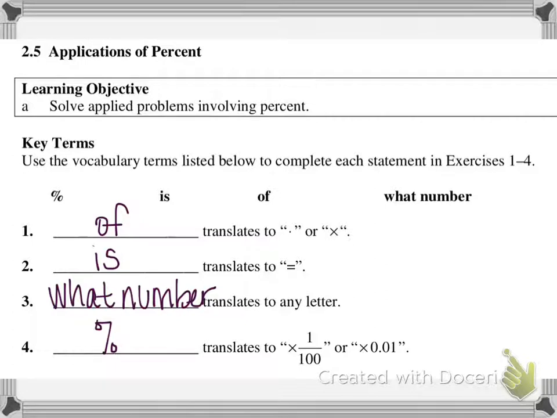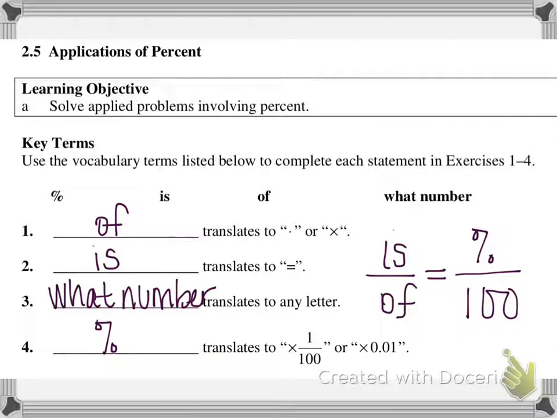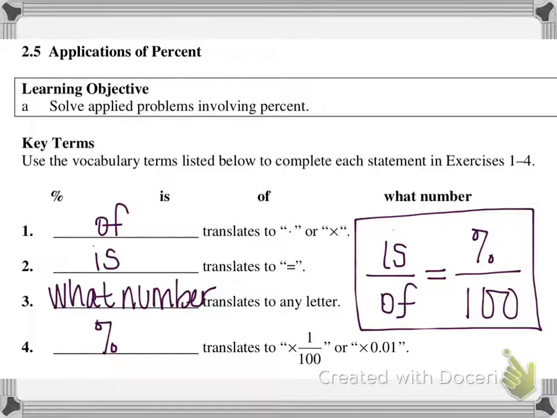or times 100th, or 0.01. One thing I want to add is that there are two different ways to solve percent problems. You can translate using the key terms, or you can use a percent proportion, and a proportion is just two equal fractions. The way I remember it is that a percent is always out of 100, and the other fraction is the is over the of. So this is one way to solve percent problems, and translating into an equation is another way. I'll demonstrate both of those methods in the next few problems.